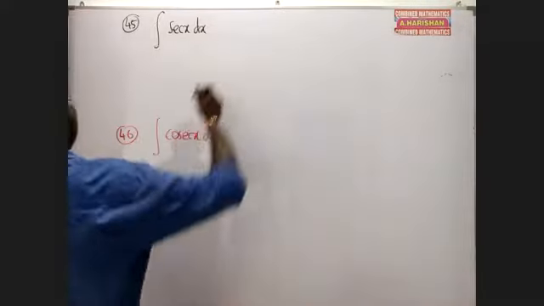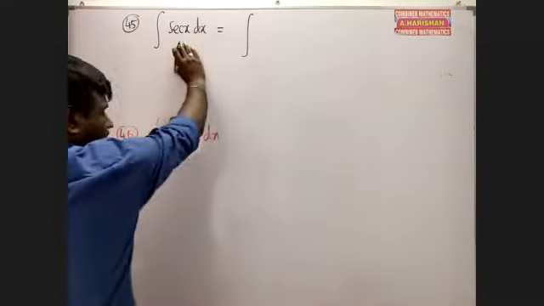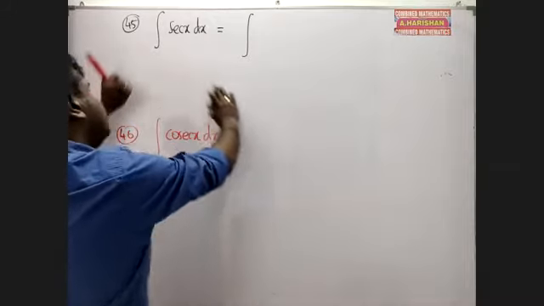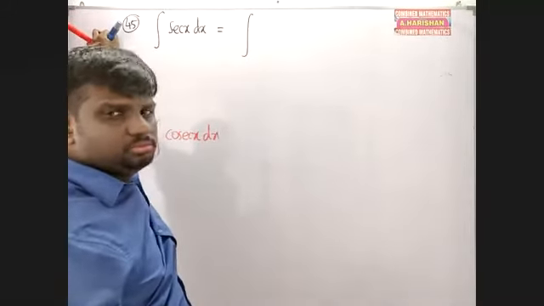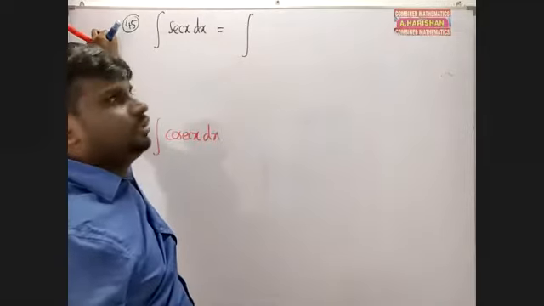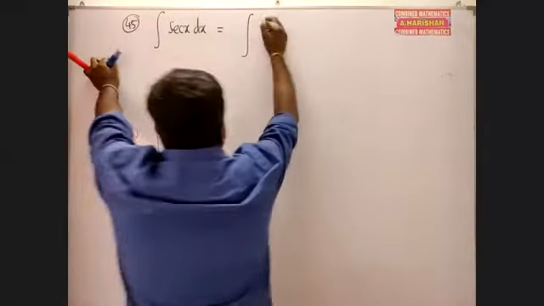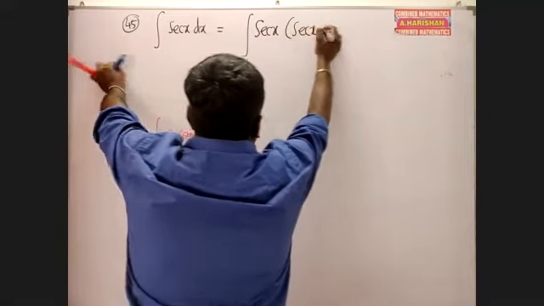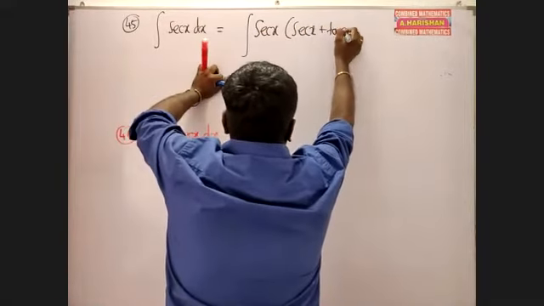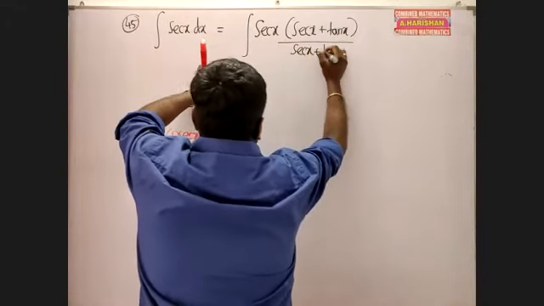So very important one is sec x. What you can do: 1 over cos x. 1 over cos x means it's very hard to find. So what we can do, top and bottom, we multiply by sec x plus tan x. That is a very important thing you need to memorize.